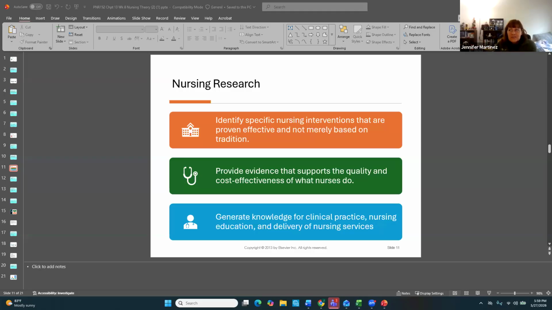So, nursing research also has improved existing nursing knowledge. It's generated new knowledge that influences our nursing practice. They also identify specific nursing interventions that are proven effective, not merely based on tradition. So it's not, we're doing this because we've always done it. There's usually some sort of proven effectiveness.